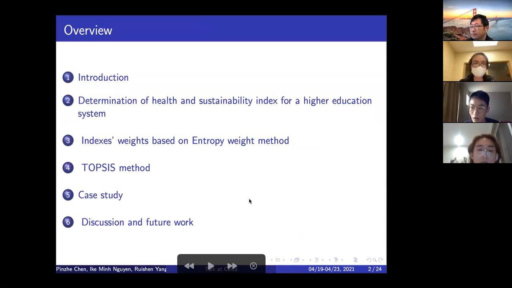Here is an overall view of today's talk. First, we will give you an introduction about the background of this project. Then we will introduce the determination of health and sustainable index for higher education. After that, we will explain how we are applying our data using entropy weight method and TOPSIS method to evaluate the health and sustainability of higher education systems. Then we will present a case study. And at last, we will end up with conclusion and discussion on our future work.